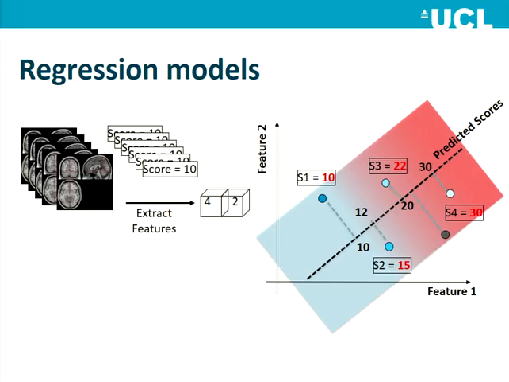And differently from the classification here, we're not really trying to cut this space into 2 parts. We're trying to find a model that makes continuous predictions. But the idea is very similar. We are trying to extract these features, and then we do the training in this feature space.